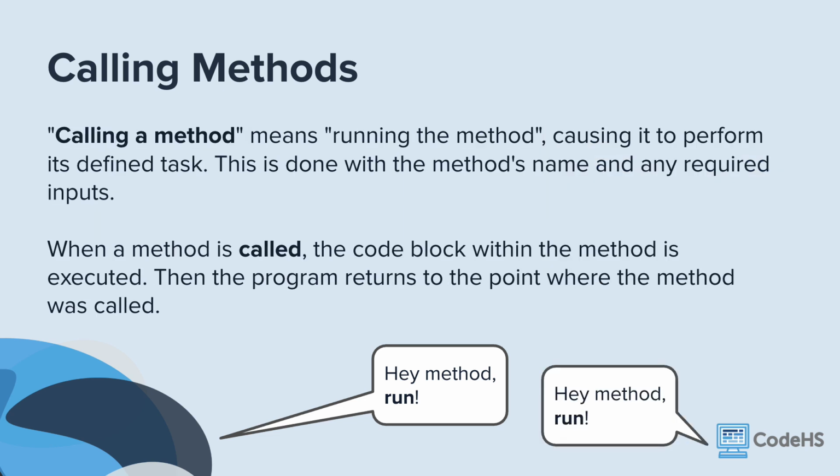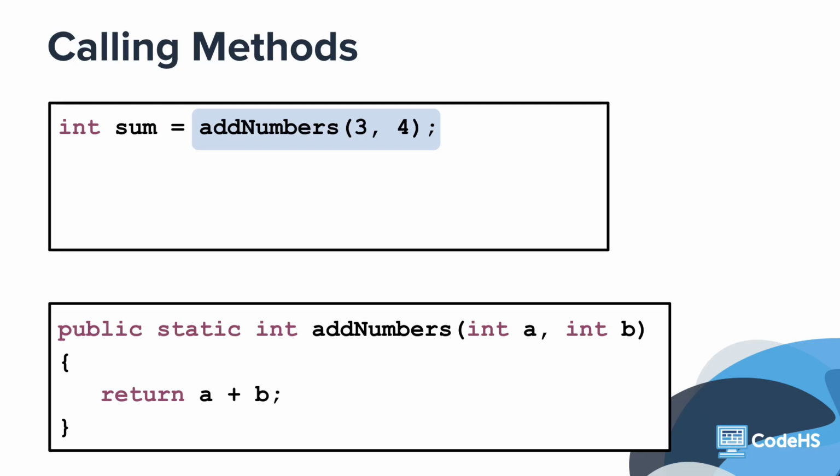Calling a method means running the method, causing it to perform its defined task. This is done with the method's name and any required inputs. When a method is called, the code block within the method is executed. Then the program returns to the point where the method was called. Calling a method is pretty simple.